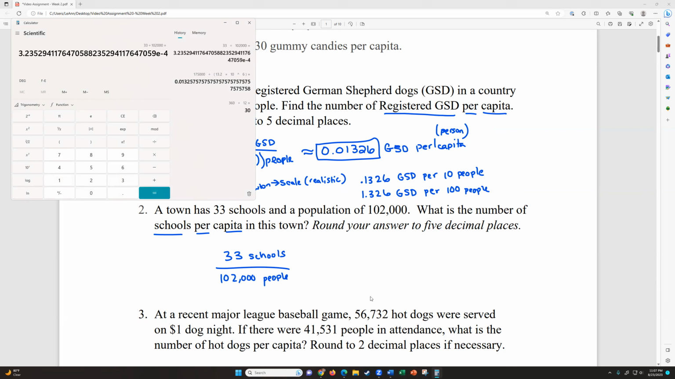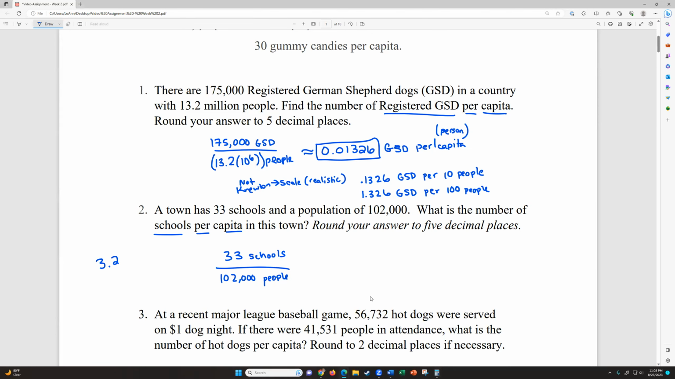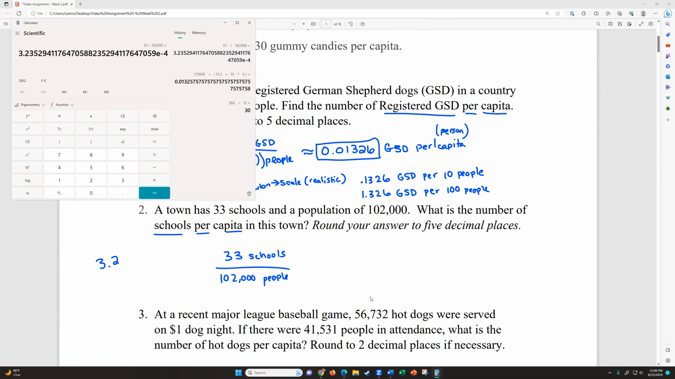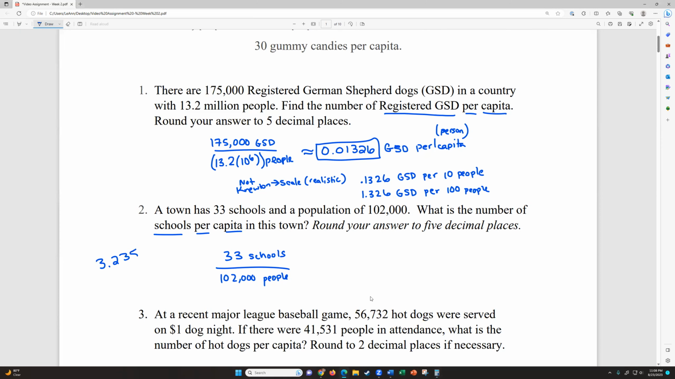And notice my calculator is giving me this weird little symbol at the end, this e to the negative 4. Essentially, the calculator is giving it to me in scientific notation. This is how my calculator represents that, with that little e to the negative 4 at the end. So I'm going to write that down to like 5 or 6 decimal places, and then we're going to adjust it to get it in the right form.